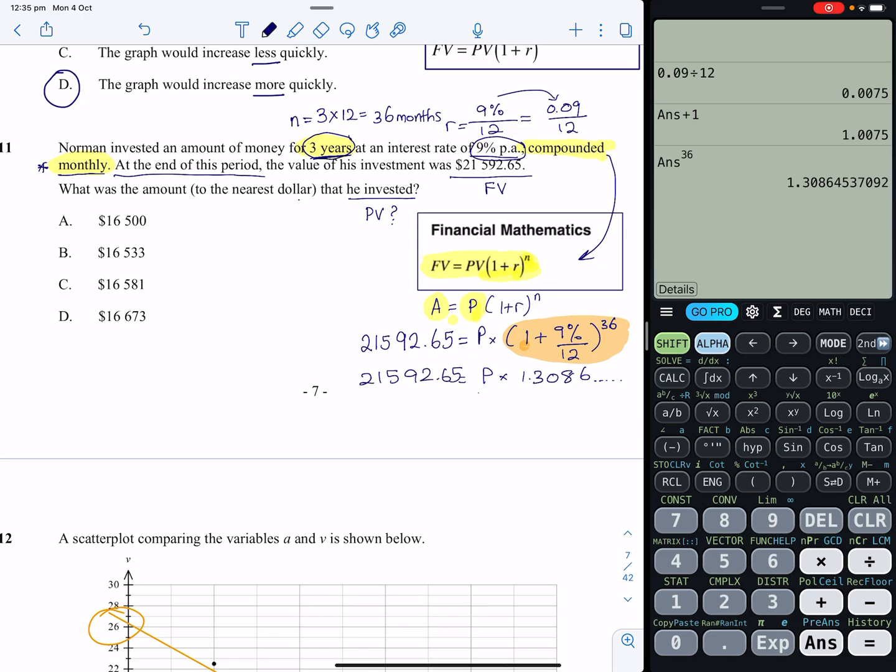What we're going to do is divide both sides by that number, so that I can get P all by itself. Then I'm left with what I've got on the left-hand side. To do that on the calculator, we take our amount at the end and we divide it by our answer. And it gives us 16,500, which is the value of P.